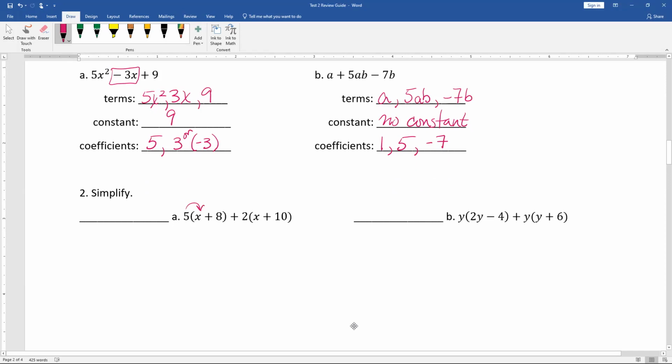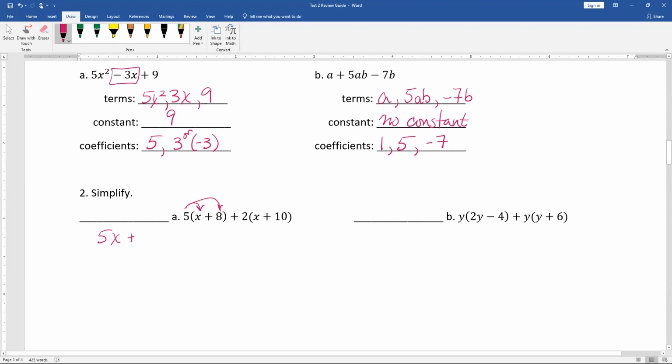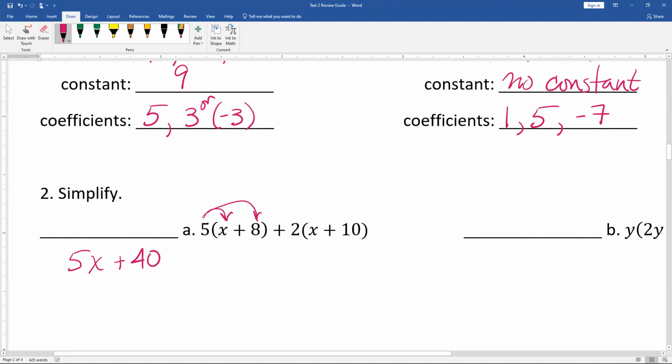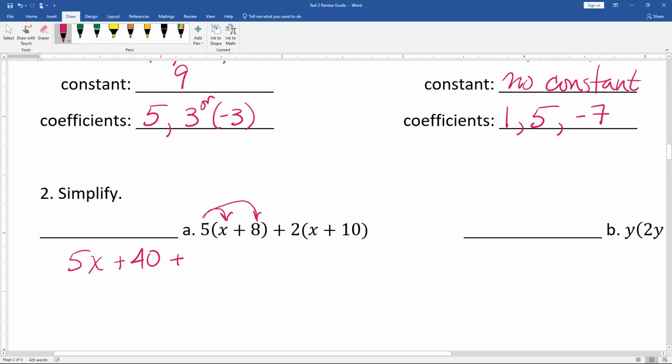You multiply the 5 times every term inside the parentheses. So the 5 gets multiplied times 8 as well. Yes. So this becomes 5x plus what? 5 times 8, which is what? There we go. All right, and the 2 does the same thing with the x plus 10.